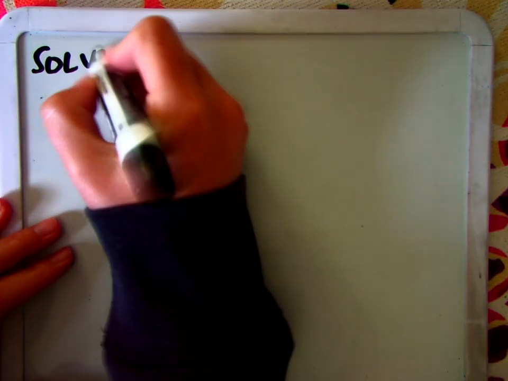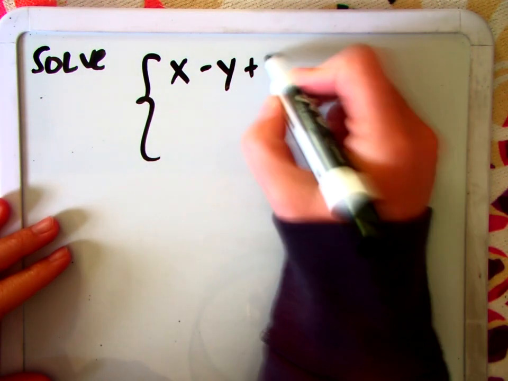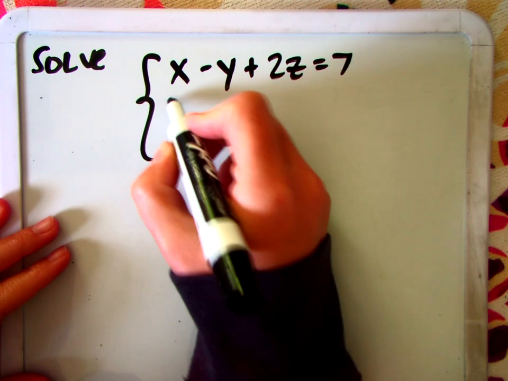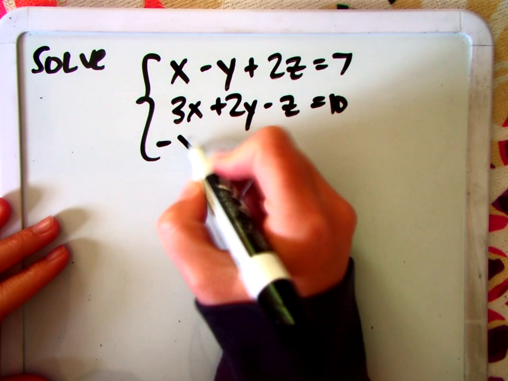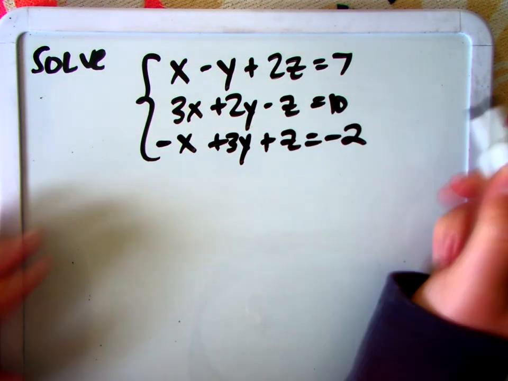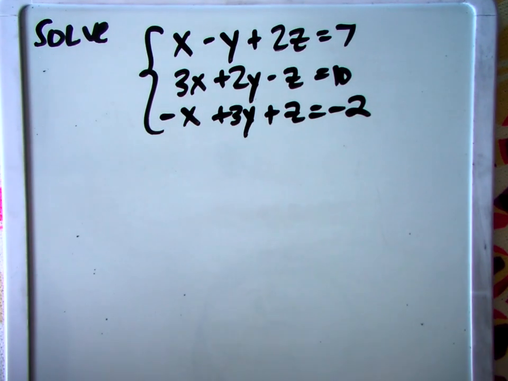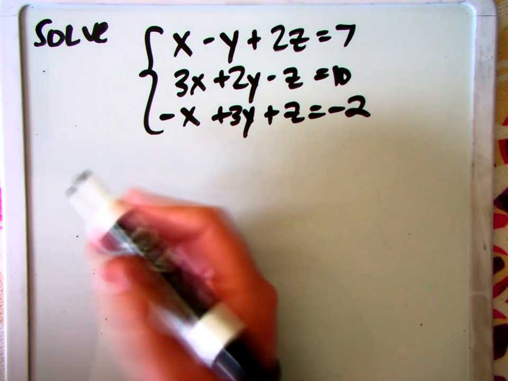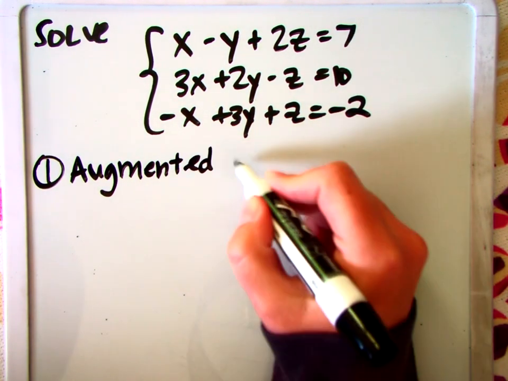I'm going to take one of these. So we're going to solve a system. x minus y plus 2z equals 7. And 3x plus 2y minus z equals 10. Negative x plus 3y plus z equals negative 2. All right, so step 1, what do we do to use a matrix to help us solve a system of equations? So you want to build an augmented matrix. So step 1, build an augmented matrix.